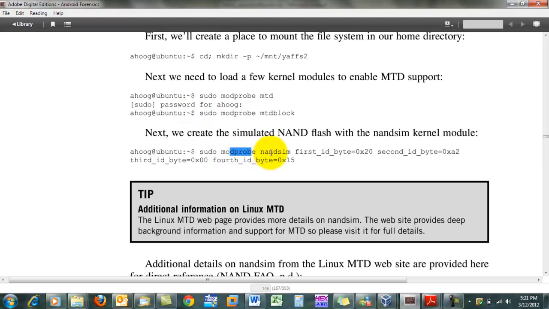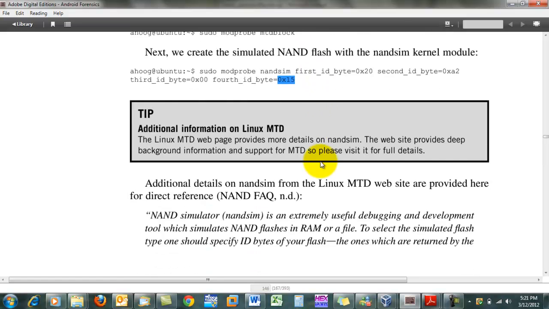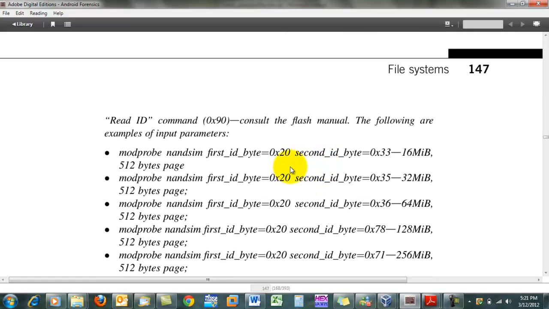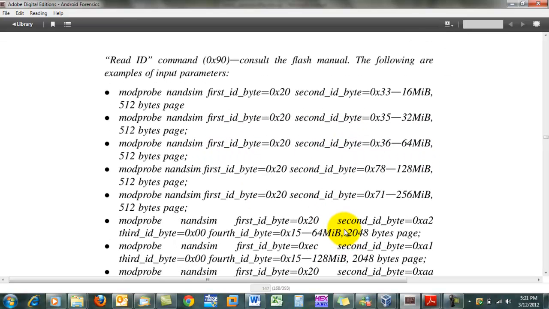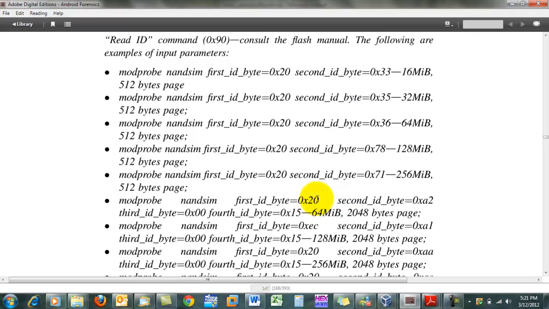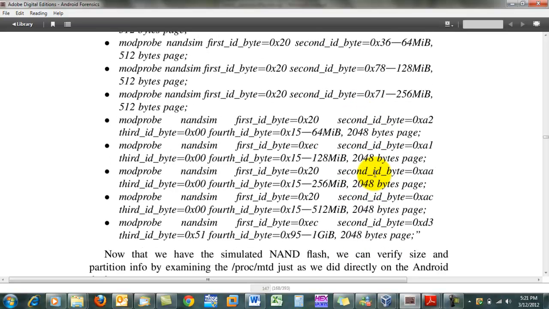It's the type NAND probe NANDSim command, and these 4 arguments over here, 1, 2, 3, 4, will decide the size of this NAND flash and its chunk and block size. So these are some examples. For example, if you use these 4 arguments, with the first byte this one and the second byte this one, you produce this. And if the first byte is this, second is this, third is this, fourth is this, you produce 64 megabytes with 2048-byte pages or chunks. So it depends on which one you want to create.